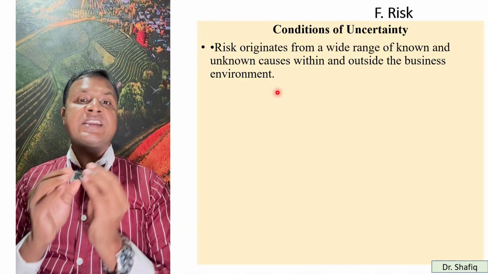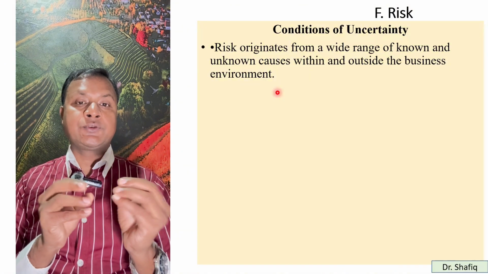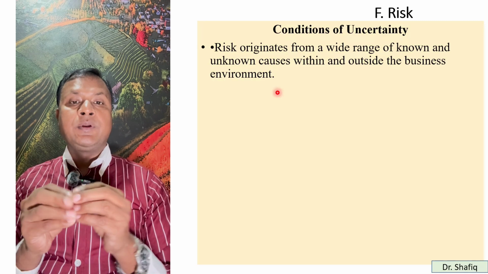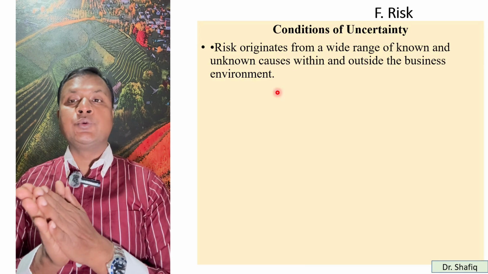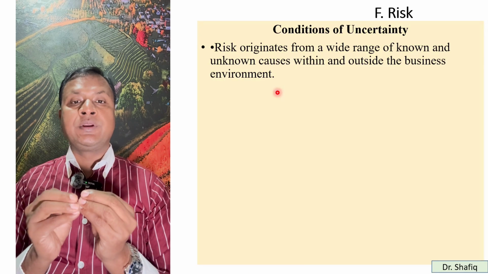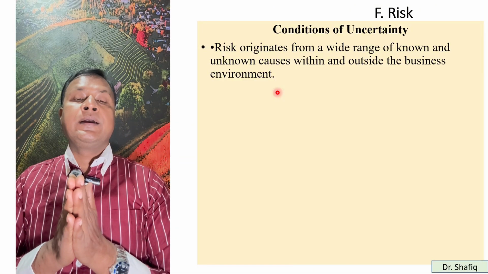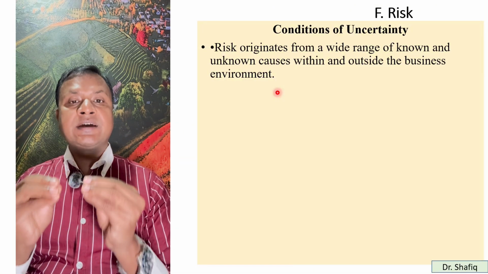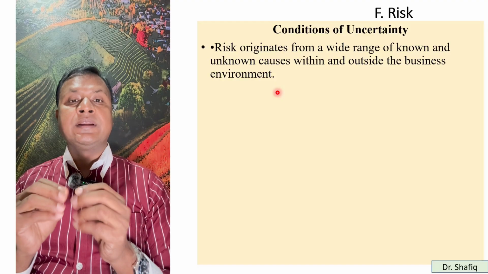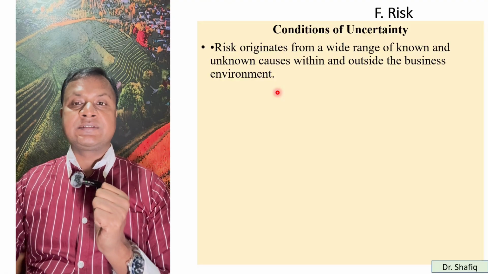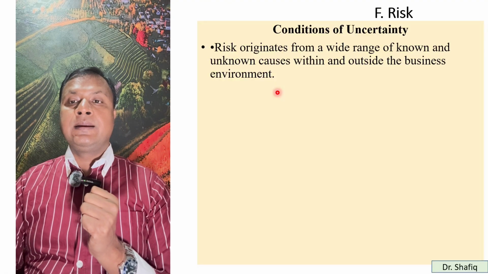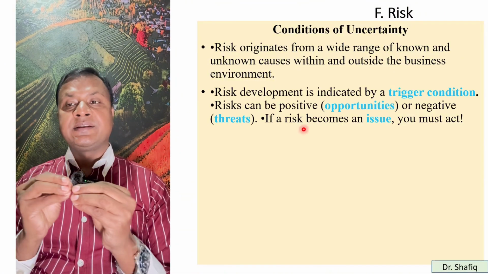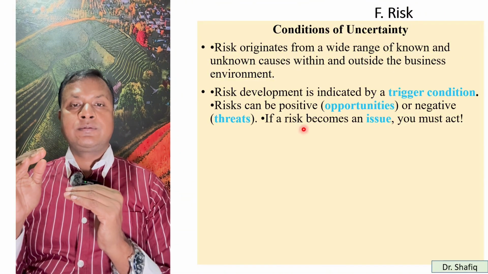So actually risk can originate or be sourced from inside or outside, from known or unknown ranges. We don't know many causes. So it can be internal or external. So risks are there, uncertainties are there, that we should confess. And then what should we do? Risk development is indicated by the trigger condition.